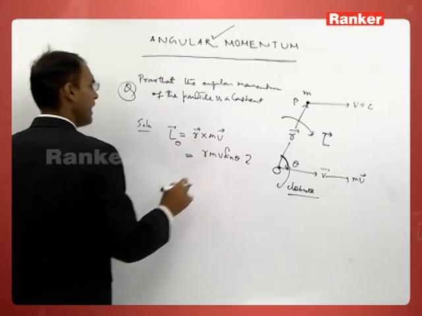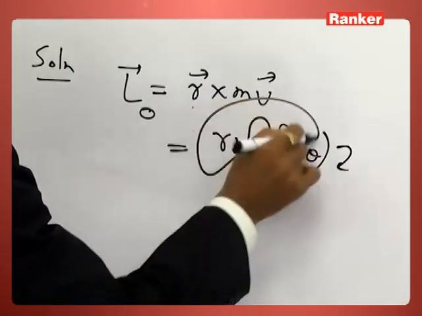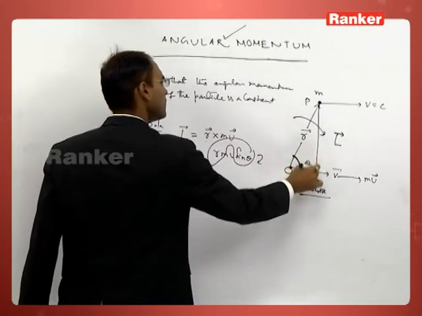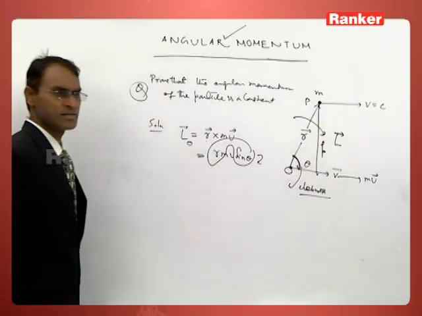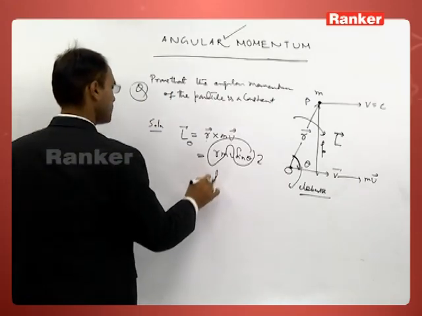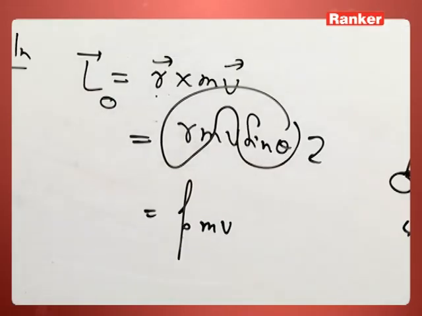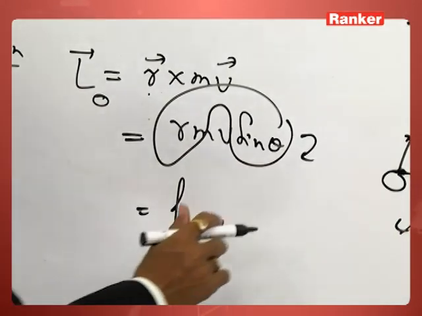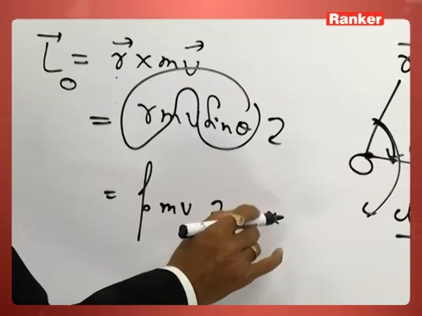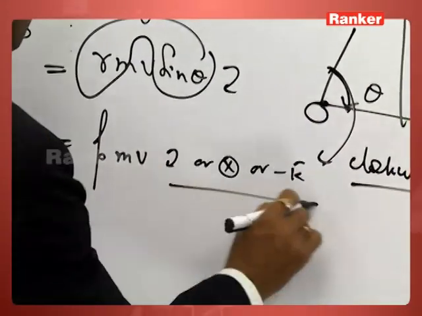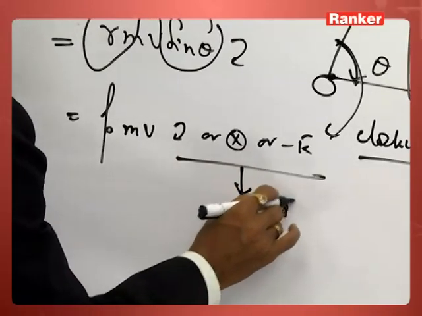Now, you take r sin theta. The r sin theta is nothing but the perpendicular distance. So, you can just write small p into mv. And the direction is clockwise or inward or minus k cap direction. This is a fixed quantity. Direction is fixed.